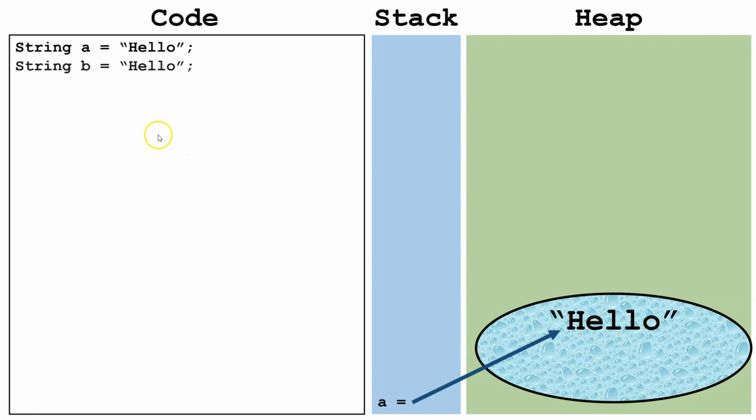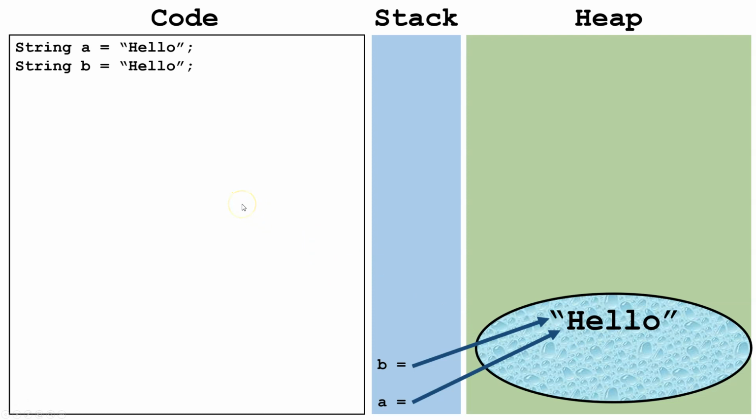What this means is that if we declare another string with the same value, Java will simply look in the string pool and see that it's already there, and then have that next variable point at the same memory location. This is different behavior than with most other objects, and it serves to save memory.